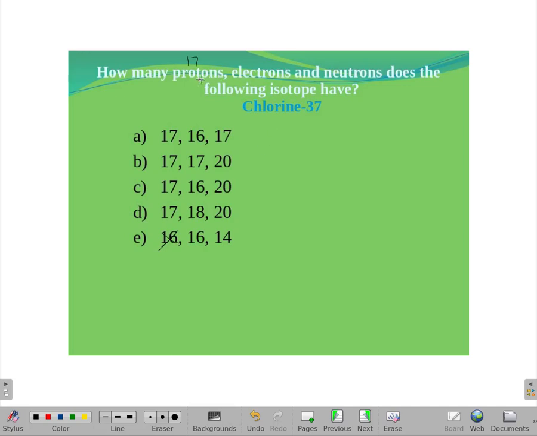Now, we do know that the protons and electrons must be the same in a neutral atom, so I know that's also 17. And on this problem, that actually finished this up. We didn't have any other possibilities. But if I need to figure out the number of neutrons, I just take that mass number and I subtract the atomic number. And that's where the 20 came from.